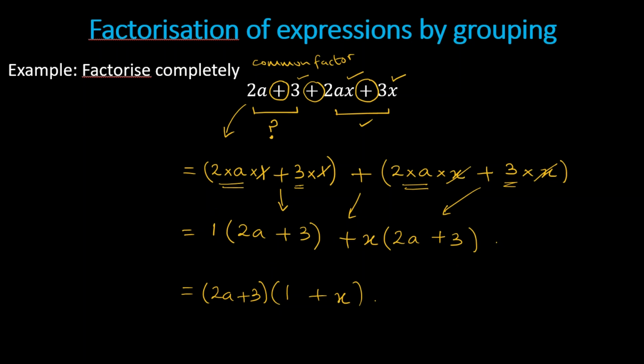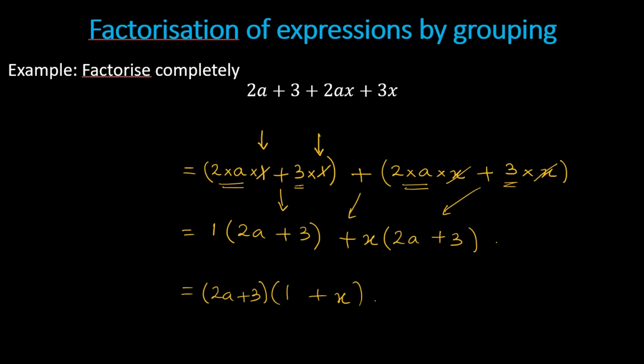Okay, so that's it. You have to be very careful with these type of questions. When you can't spot the common factor directly, what you have to do, you have to write the terms in terms of 1. That is, you multiply by 1. Then you will be able to identify the common factor, which is going to be 1.